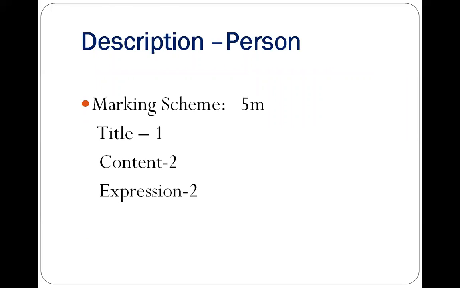Now, when we talk about descriptive paragraphs, the marking scheme for your paragraph is 5 marks in your examination, and the word limit is 100 to 120 words. The bifurcation is given this way: title carries 1 mark, content 2, and expression 2. So you must give a title to your paragraph, and whatever you write in the content carries 2 marks. Expression includes your grammatical expressions, the creativity that you use, and the spelling errors. Everything is counted under expression, right?